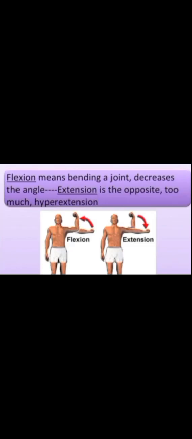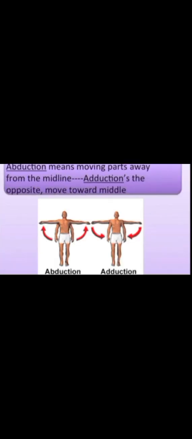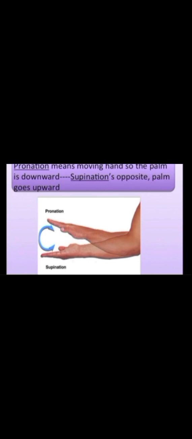Too much hyperextension. Abduction means moving parts away from the midline. Adduction is the opposite. Move toward the middle. Pronation means moving the hand so the palm is downward. Supination is the opposite. Palm goes upward. Eversion means moving the foot so the sole is outward. Inversion is the opposite. Sole is inward.